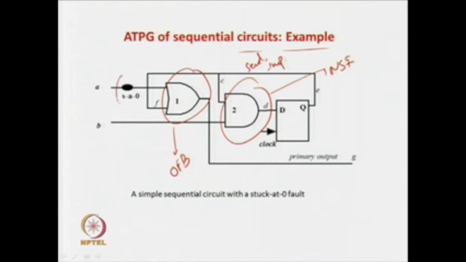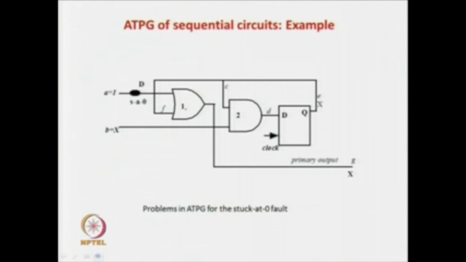So, let us consider a fault, stuck at 0, at one input of your output function block. Now let us see how you can do the testing. So, this is the case. You only have to remember that this is the output function block and 2 is the next state block.